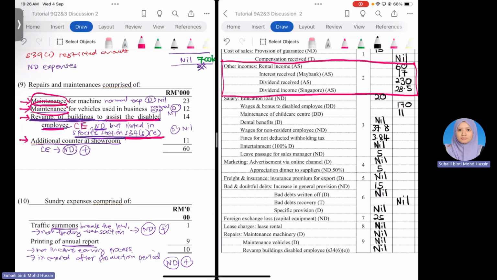You already deducted 14,000 ringgit in the SOCI, so the amount is allowed for the deduction. Supposedly it's not allowed because it's capital expenditure, but since it's listed under a specific section, section 34 sub 6 sub E, it's allowed. So that's why in the tax computation there is no further deduction. It's not a double deduction, it's a single deduction. Students always make mistakes on this. It's already deducted in SOCI, so no further deduction in the tax computation.